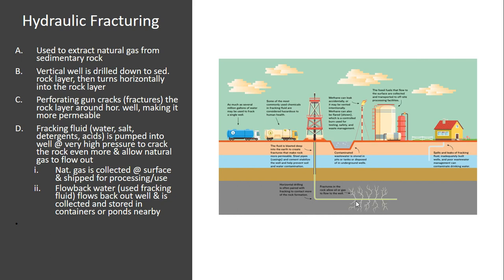And so fracking fluid, which is a mixture of water, salts, acids, and detergents, is pumped into the well at incredibly high pressure to make those fractures, and then it allows the natural gas to flow out. The natural gas is collected at the surface and shipped for any processing or use that it may have. And flowback water that was used in the fracking process can flow back out of the well and is usually collected or stored.